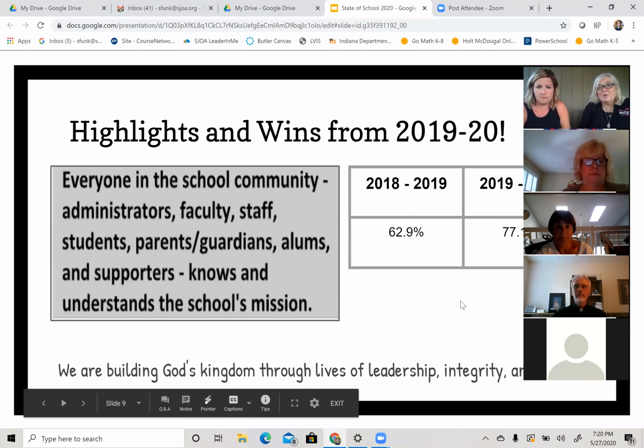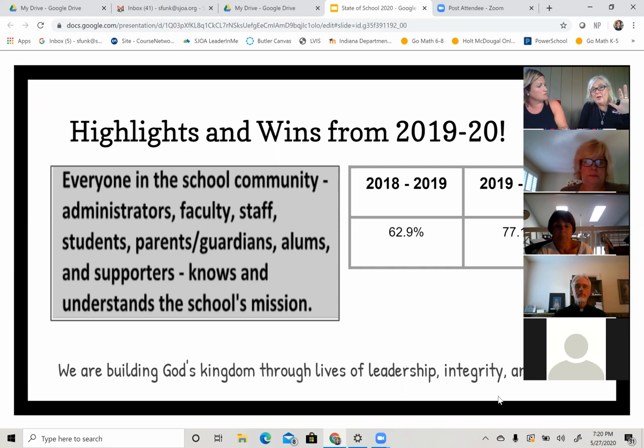So some of the highlights and wins from this year, we picked a couple of questions just to look at where the parents and stakeholders said either agree or highly agree. So it was the 4 or the 5 on the choices. We added them together and compared from 1 year ago to this year.